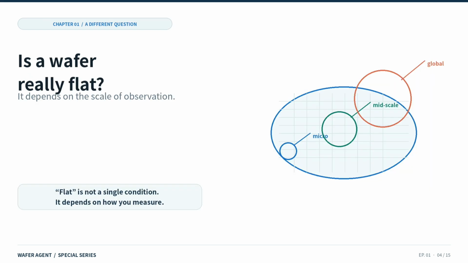So, is a wafer really flat? The most useful answer is, it depends on the scale of observation. A wafer can look flat in everyday terms, yet show measurable differences when we inspect microscopic texture, local waviness, or whole wafer geometry. Flatness is not a single condition. It depends on how we measure.